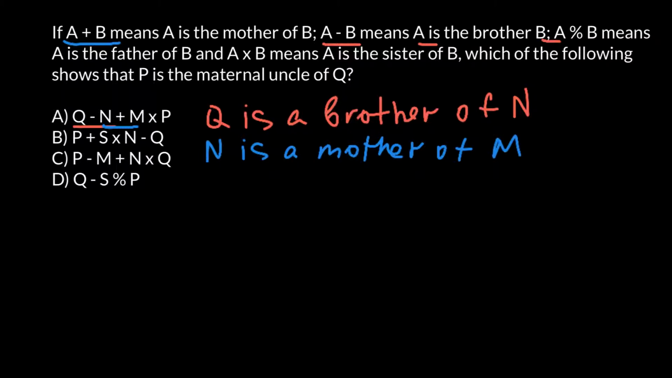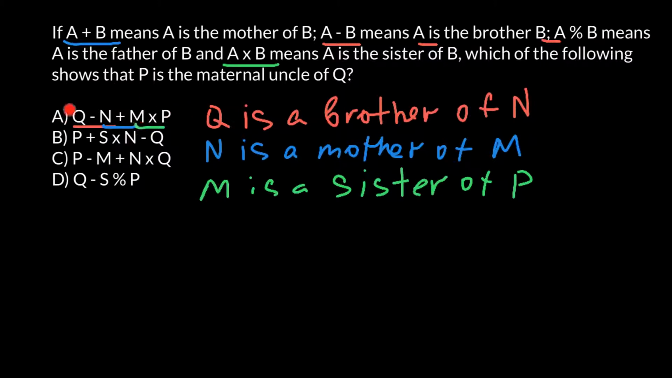And next we have M times P. This means that A is a sister of B. In our case, M is a sister of P. So basically, now we have converted this abbreviation into words. Now what we need to do is build a pedigree according to this word description.